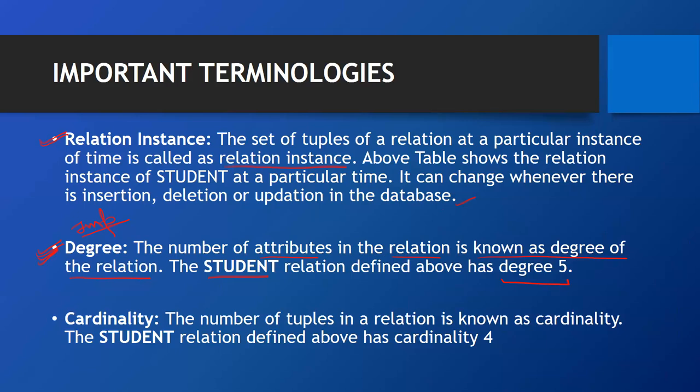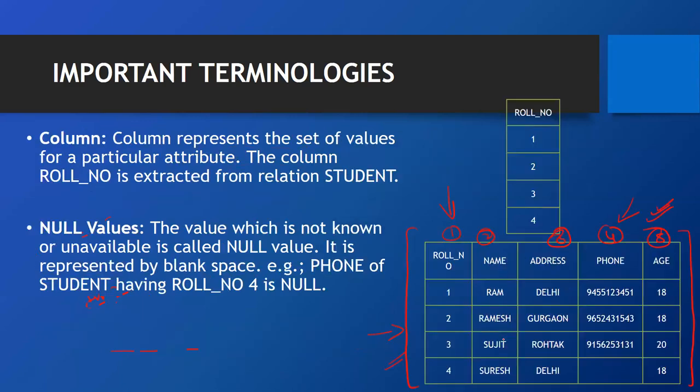Then we have cardinality. This is also important. Cardinality, guys. The number of tuples in a relation is known as its cardinality. So the student relation defined above has cardinality 4. The number of tuples. Tuples are rows, right? So we have 4 rows. Therefore, the cardinality is 4. The number of rows which you have in a table will be known as its cardinality. Remember that.